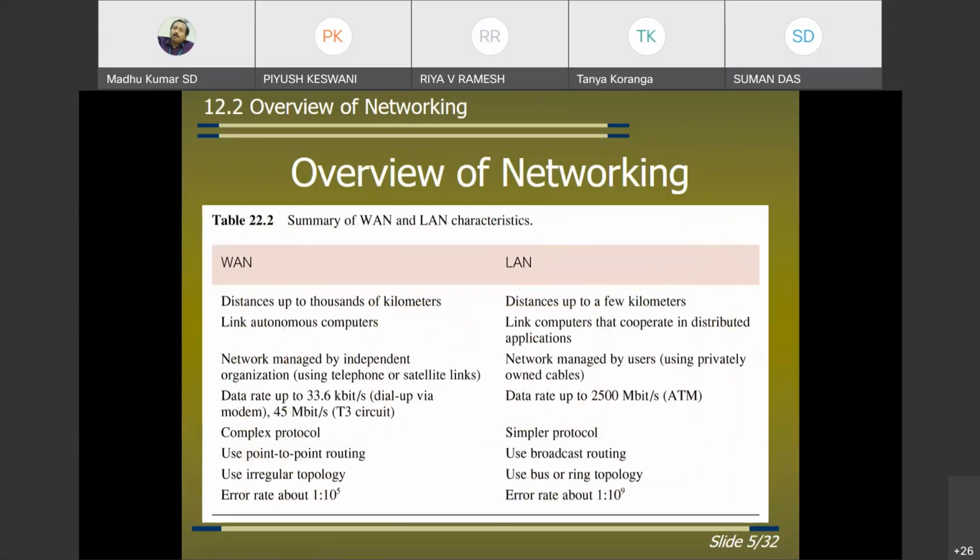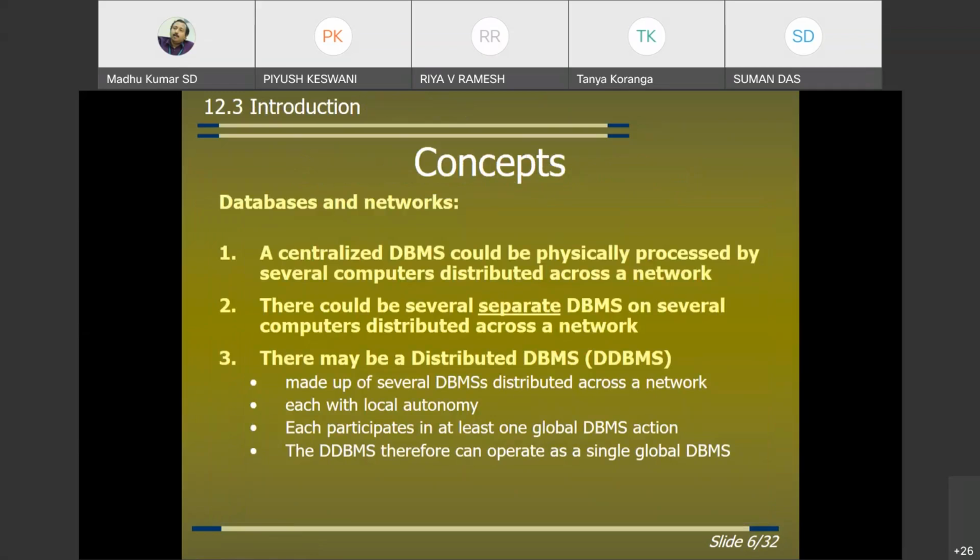All right. So here comes a comparison between LAN and WAN. That is not a big deal and not of importance for us, but in distributed databases, you have a combination of both networks as well as databases.